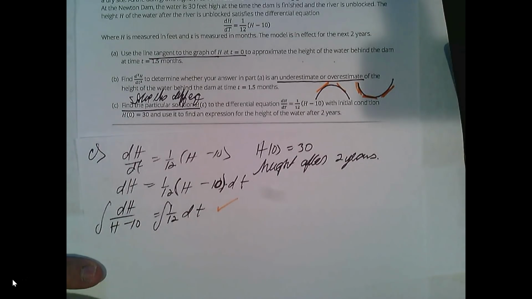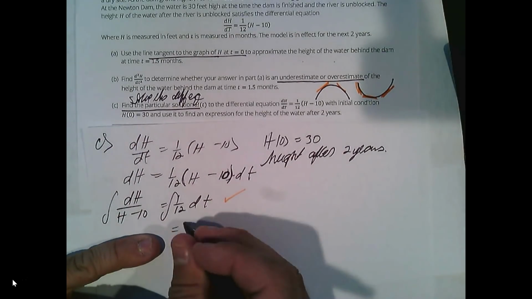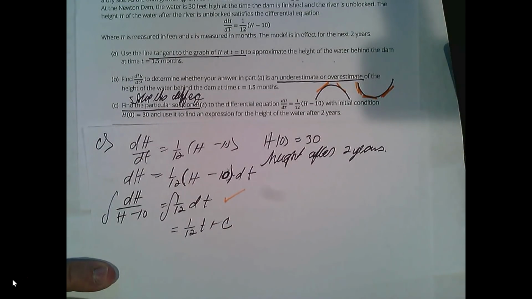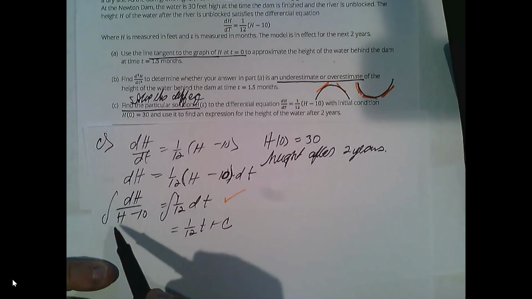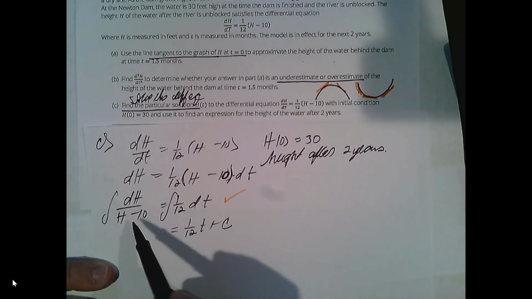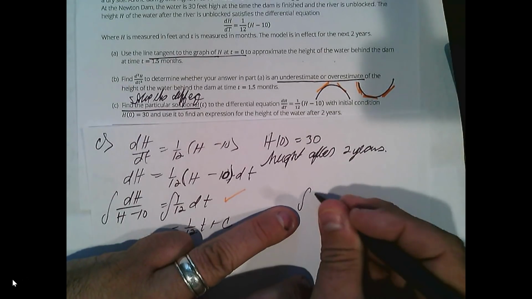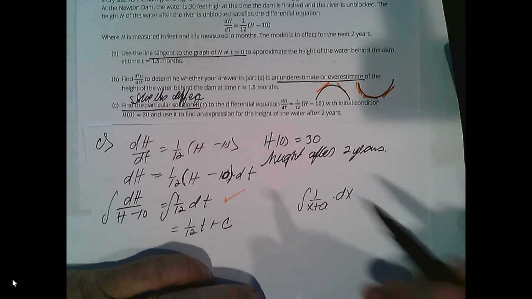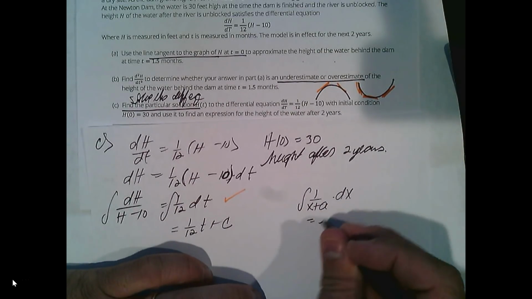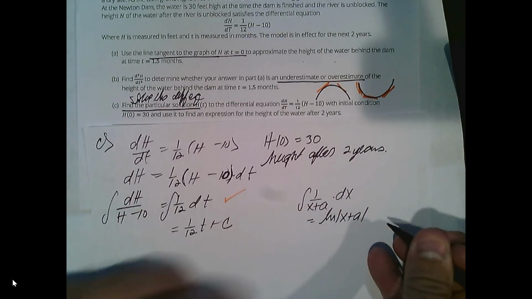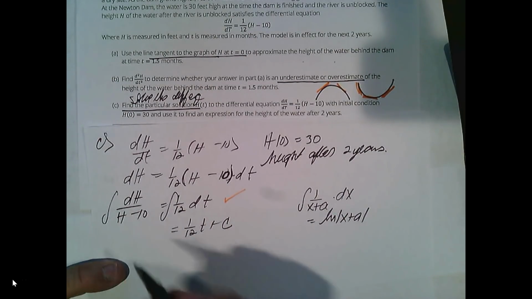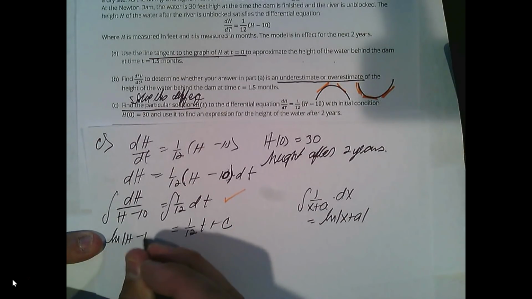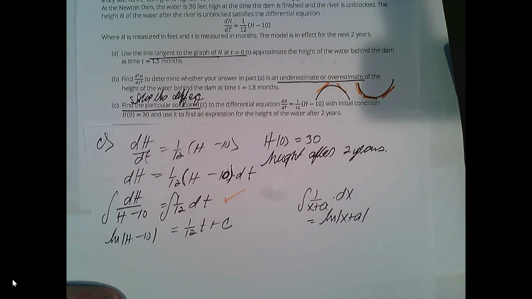Integrate both sides. The integral of 1/12 with respect to t is 1/12 t plus C. Whenever you're integrating 1 over x plus a with respect to x, you're going to get the natural log of the absolute value of x plus a. So the integral of dh over h minus 10 is the natural log of the absolute value of h minus 10.